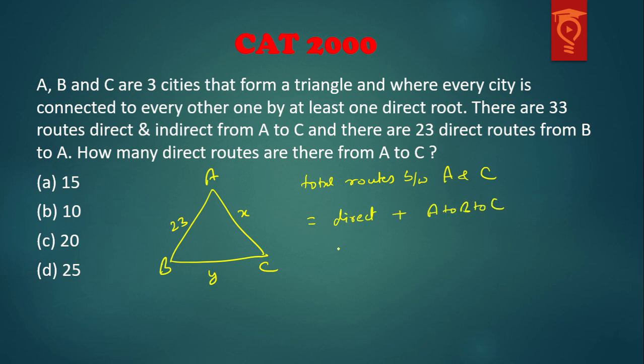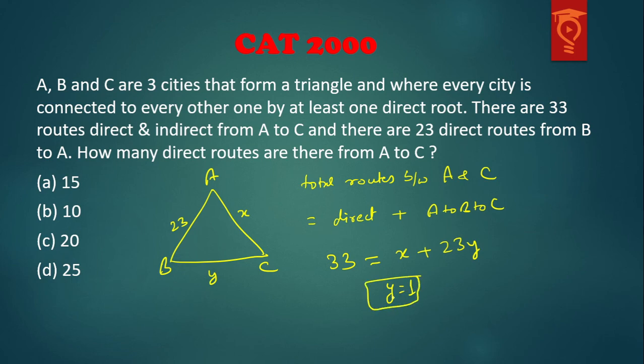Okay, now total routes between A and C is given as 33, direct and indirect together, right? Now direct is x and A to B to C would be 23y. Now since x and y are supposed to be positive integers, there is only one value of y that we can put.